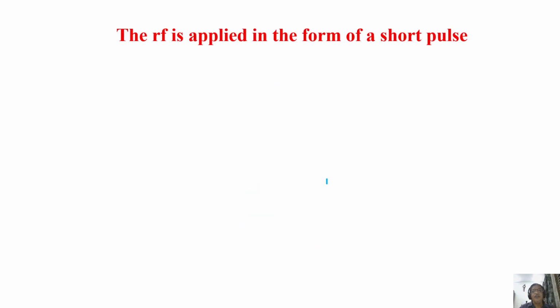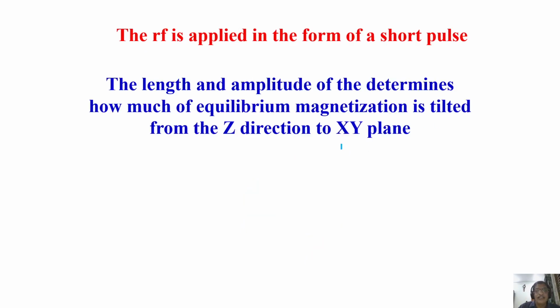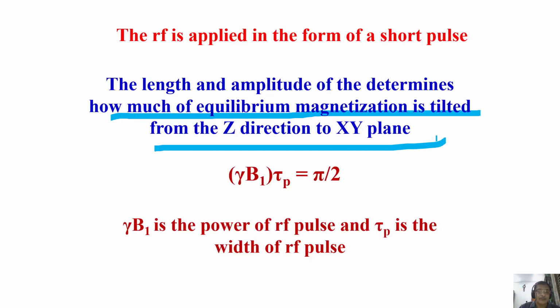Okay. So the RF field is applied in the form of a short pulse. I said the length and amplitude of the pulse determine how much of the equilibrium magnetization is tilted from the Z axis to the XY plane. Now if you want to tilt the magnetization exactly to the X axis or Y axis, that is by 90 degrees from the Z axis, this is the condition you have to use.